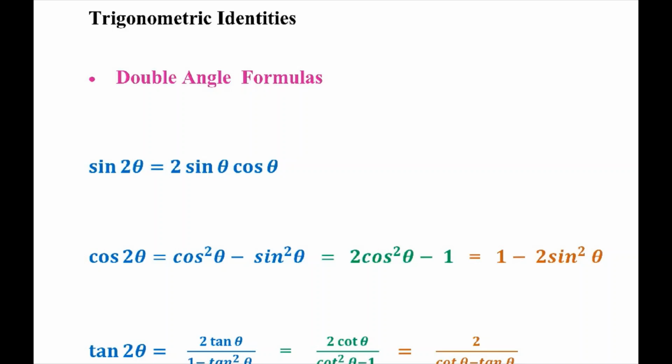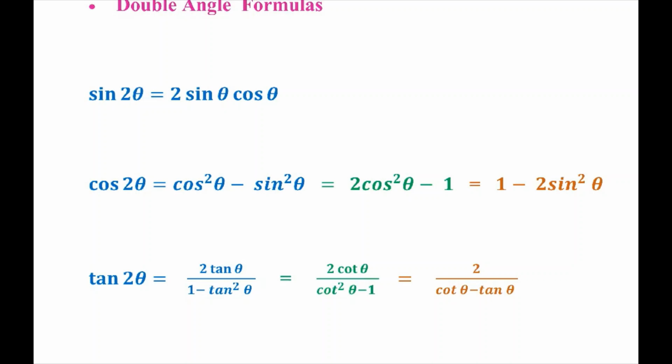Hello everyone. In this video we will learn new trigonometric identities, double angle formulas and half angle formulas. Let's start with the double angle. If I have the double theta, so sine 2 theta, I'm going to use 2 sine theta cosine theta.